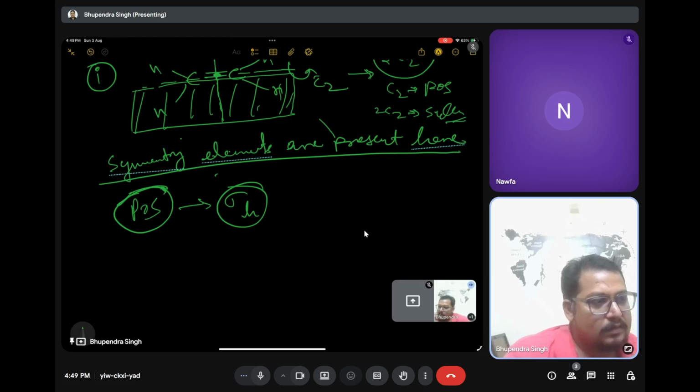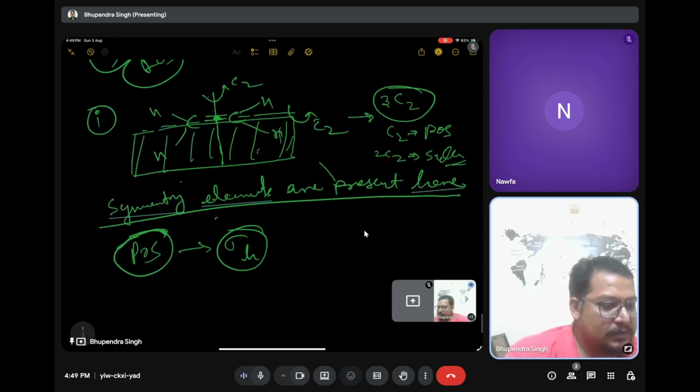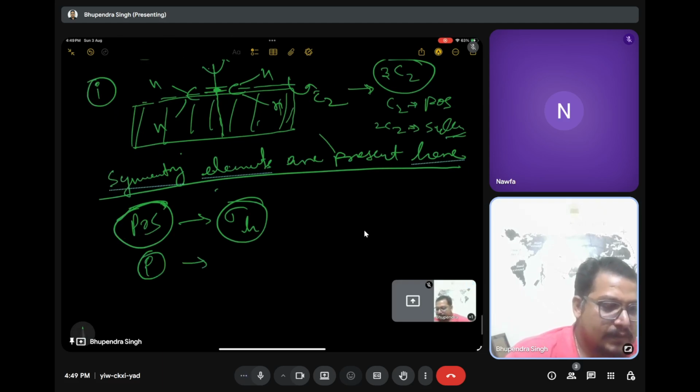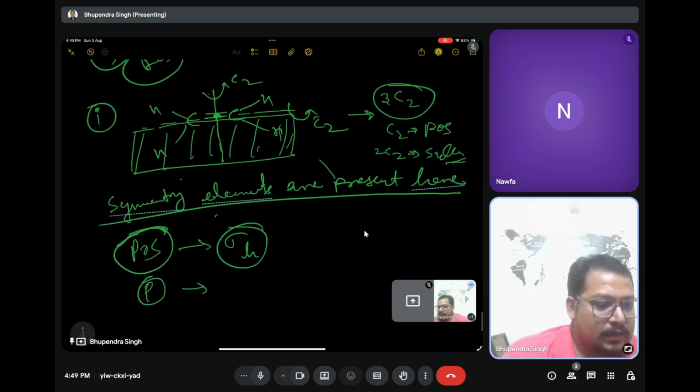Now what is left? Axis of symmetry, plane of symmetry. Now the inversion center, i. Is i present or not? Here, if you look closely, this is too messy now.